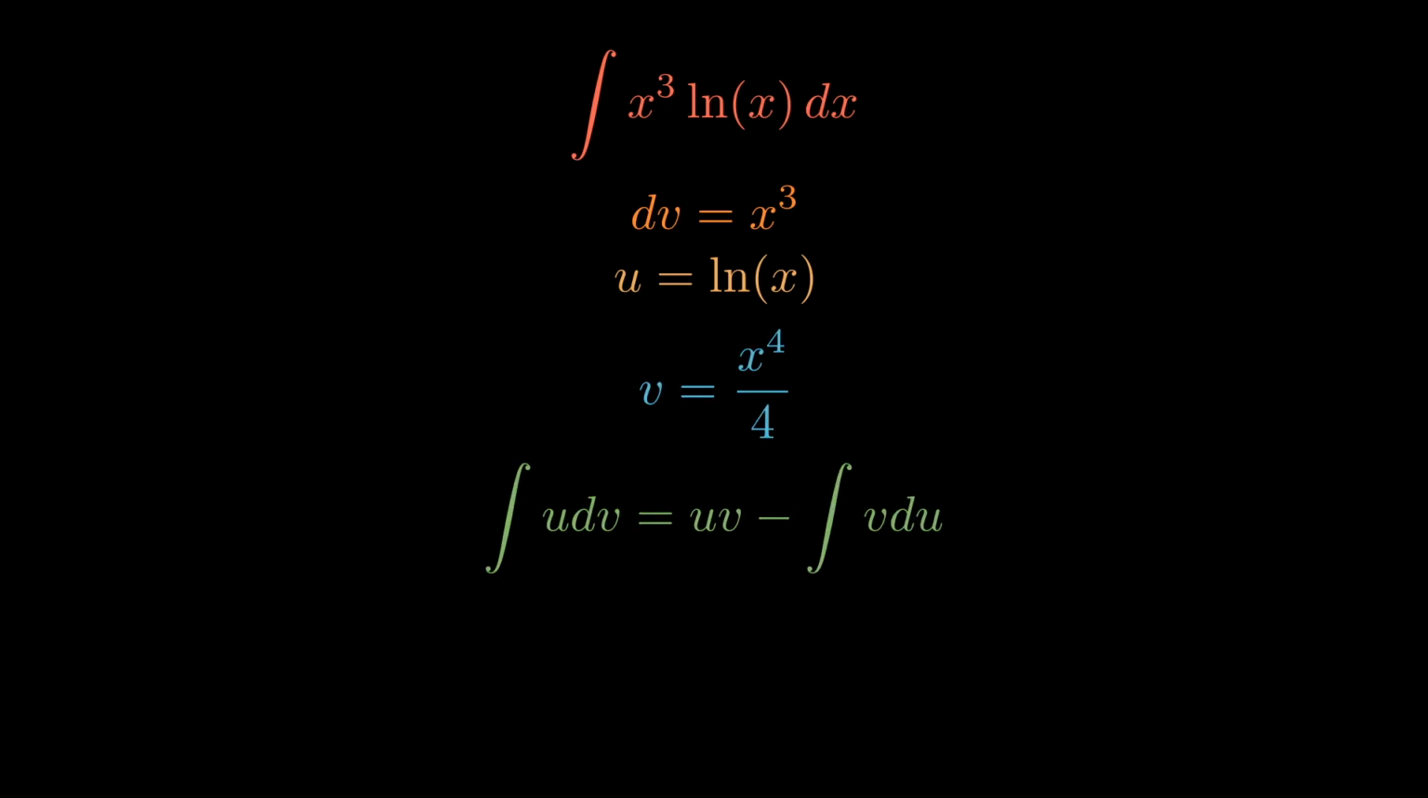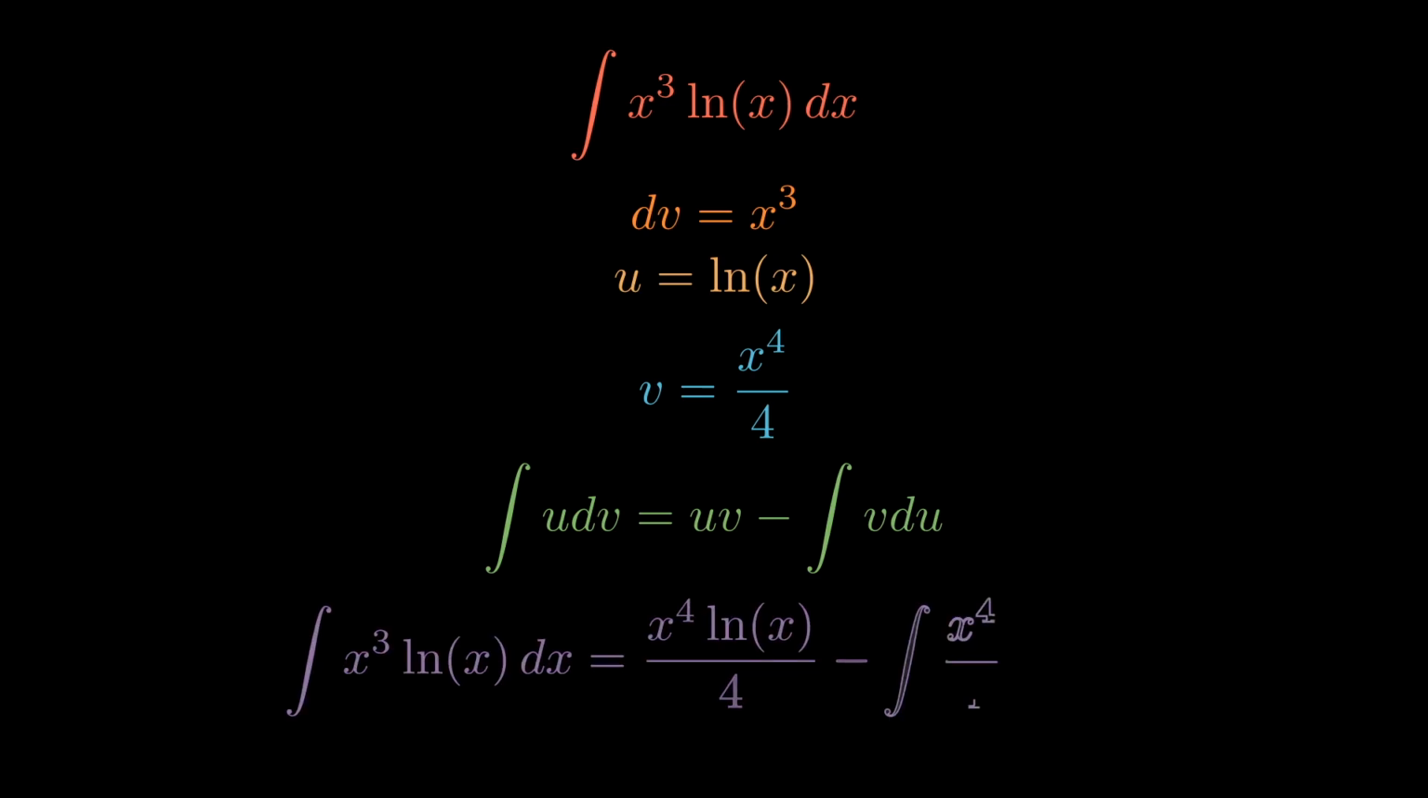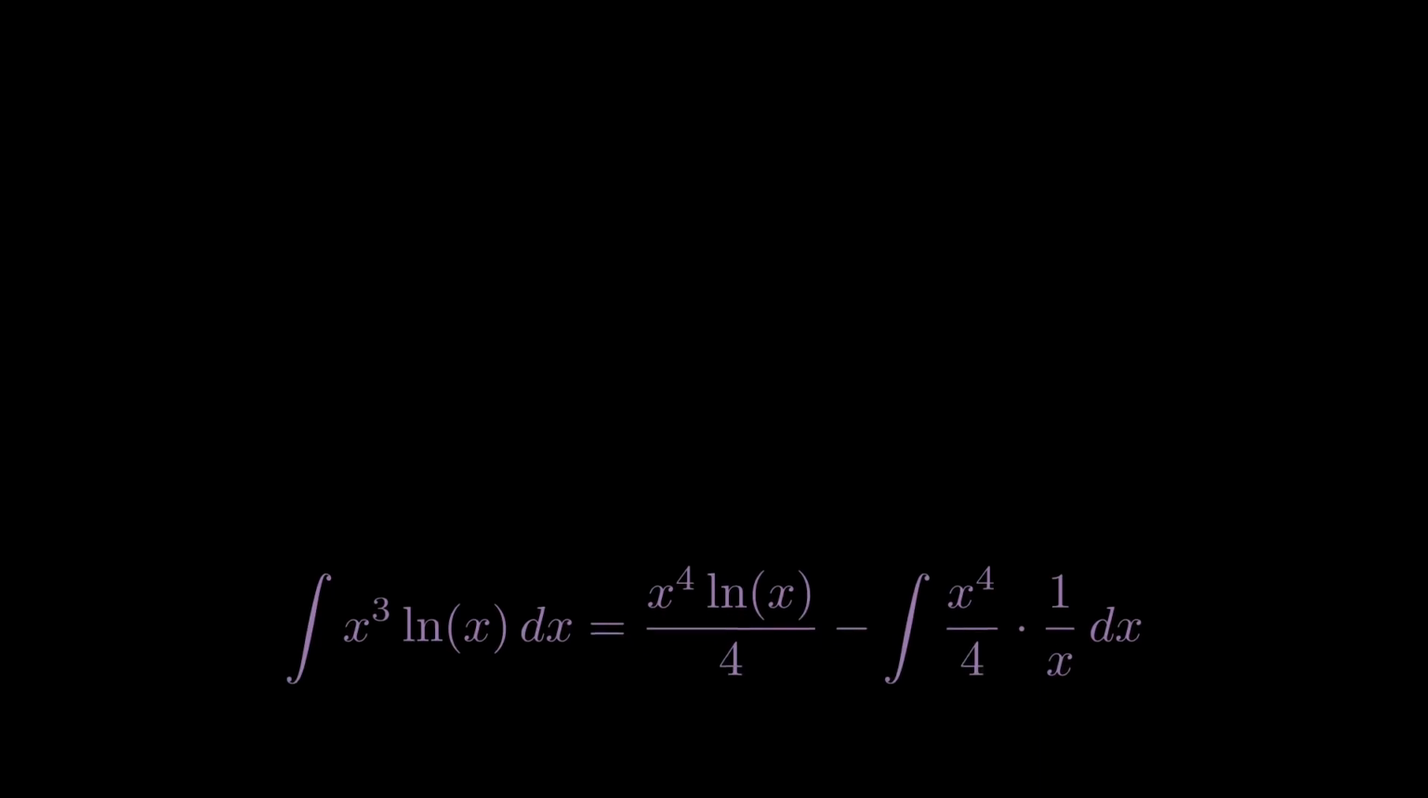So now, we use integration by parts. The formula you can see on the screen right now. So we plug everything in. And we get the integral of x to the power of 3 times the natural log of x, which is what we want to find. Now that's equivalent to x to the power of 4 divided by 4 times the natural log of x minus the integral of v du, and v is x to the power of 4 over 4, and then du can be found by differentiating u equals the natural log of x, and we get du equals 1 over x times dx, which means we want to find the integral of x to the power of 3 over 4 with respect to x.